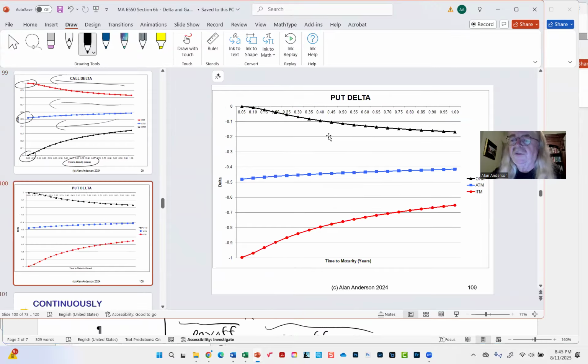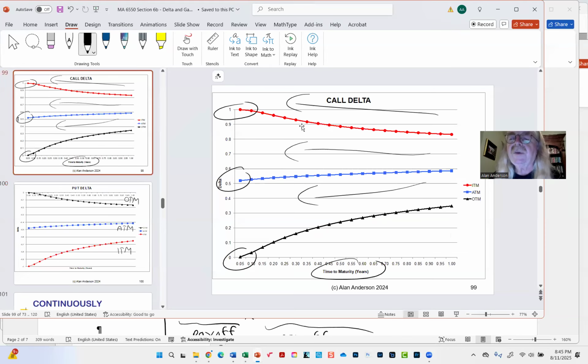For the put, it's just the reverse. The one on the top is out of the money. This is at the money, in the money. And of course, remember, moneyness refers to whether or not we would have a positive payoff if we exercise the option.